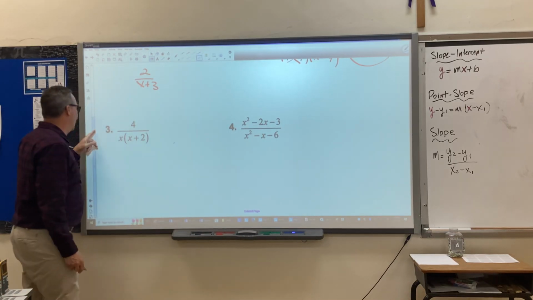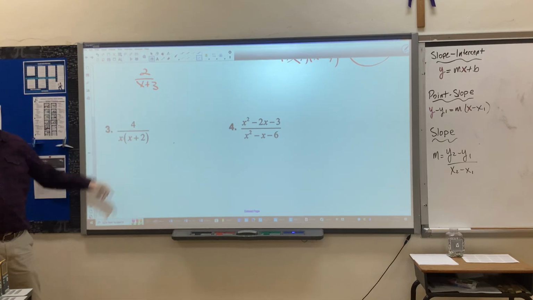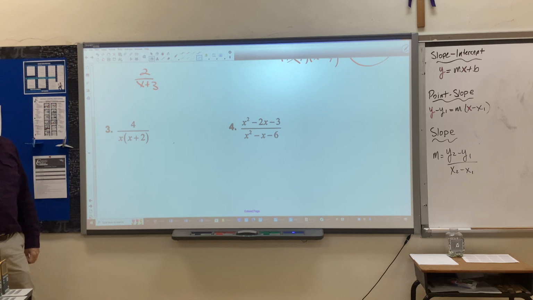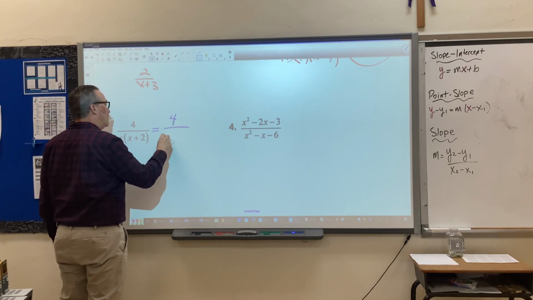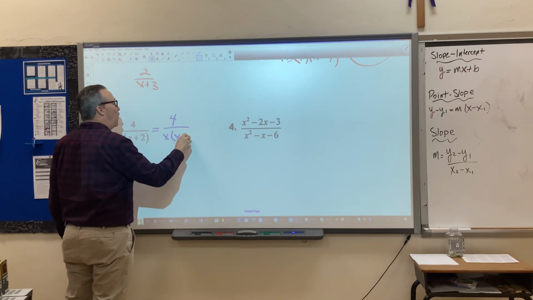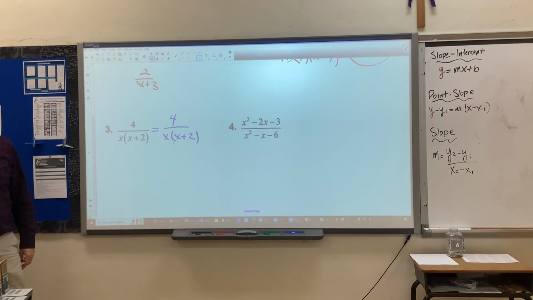Wyatt, what do I do? Can I reduce the 4 and the 2? What can I do? I don't know how to do them. Good answer. Remember, no means no. We cannot reduce it. Do not reduce it.